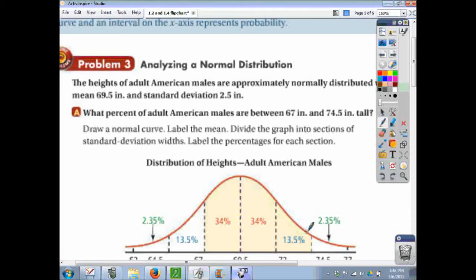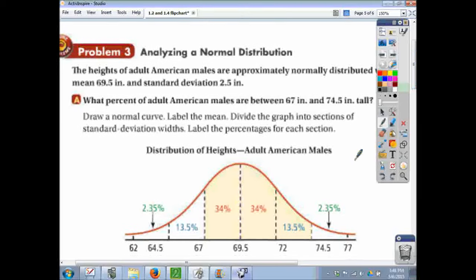Okay, so we have this problem 3 here we're looking at. The heights of adult American males are approximately normally distributed with a mean of 69.5. So you can see the picture here. This is the graph, the normal distribution that they've graphed for us. The average here is 69.5, and the standard deviation they say here is 2.5. So if you add 2.5 to 69.5, you're out to 72. If you subtract 2.5 from 69.5, you're down here at 67.